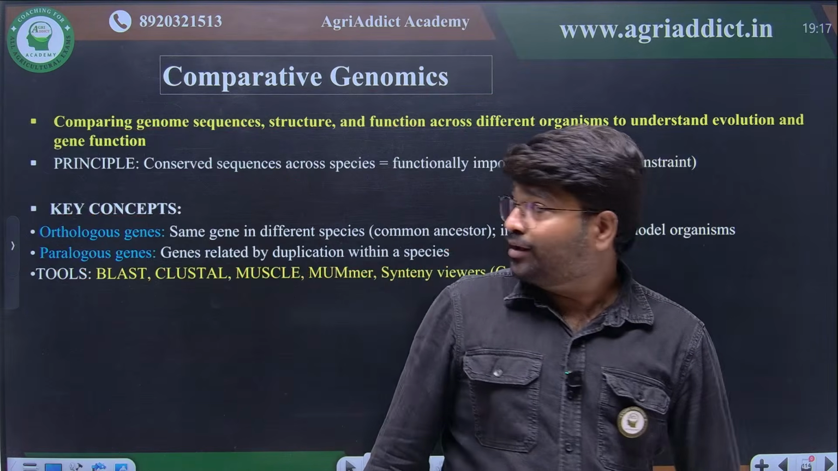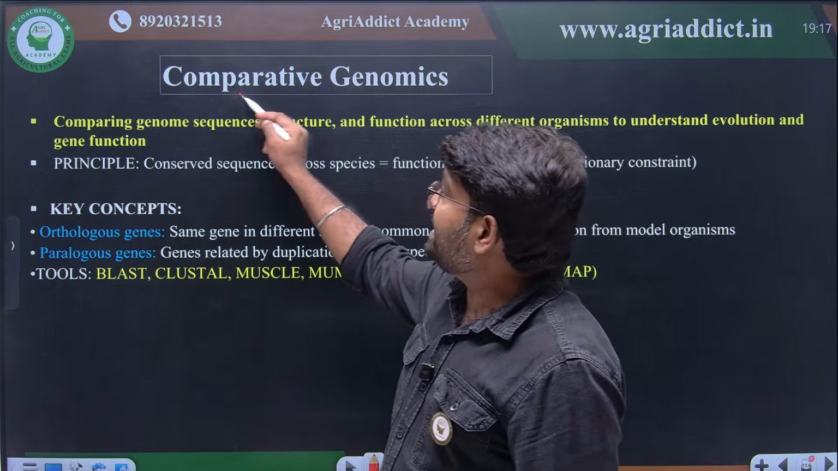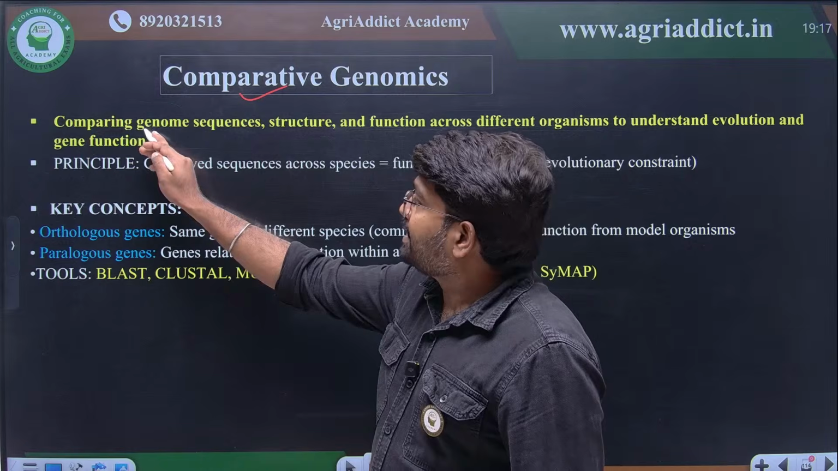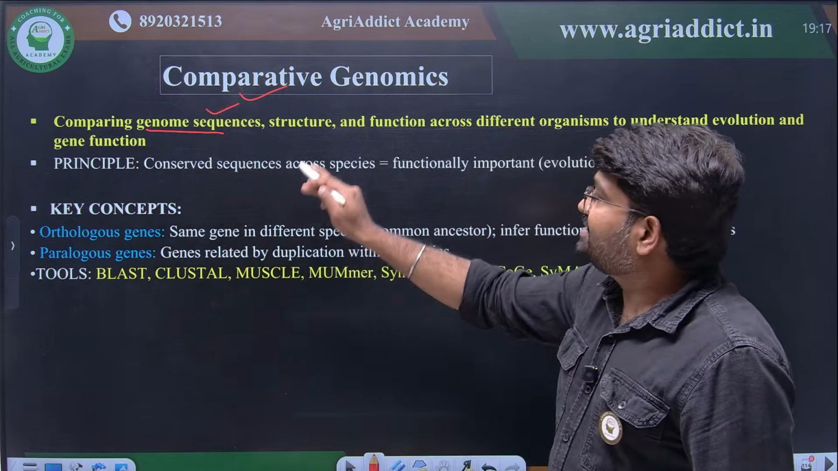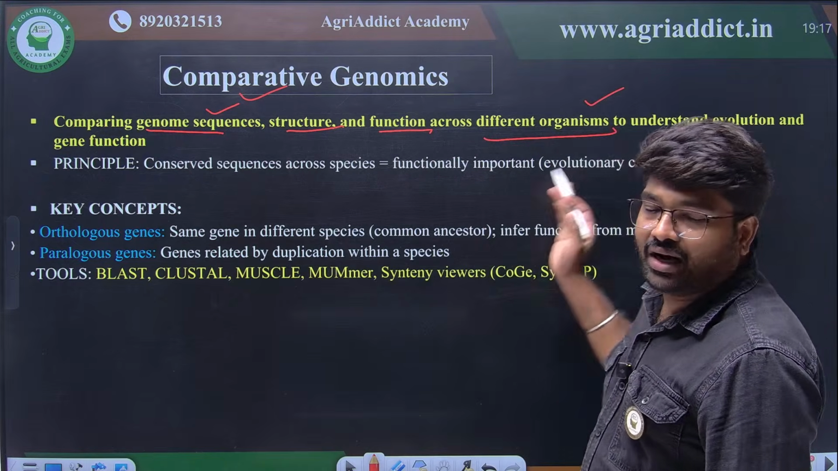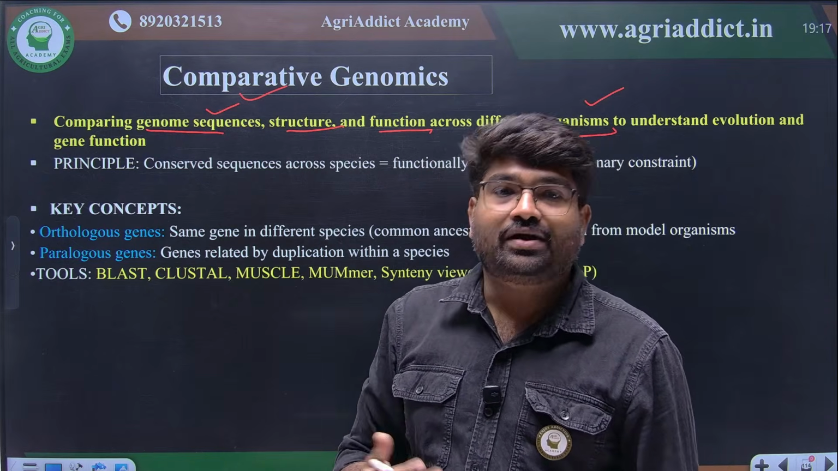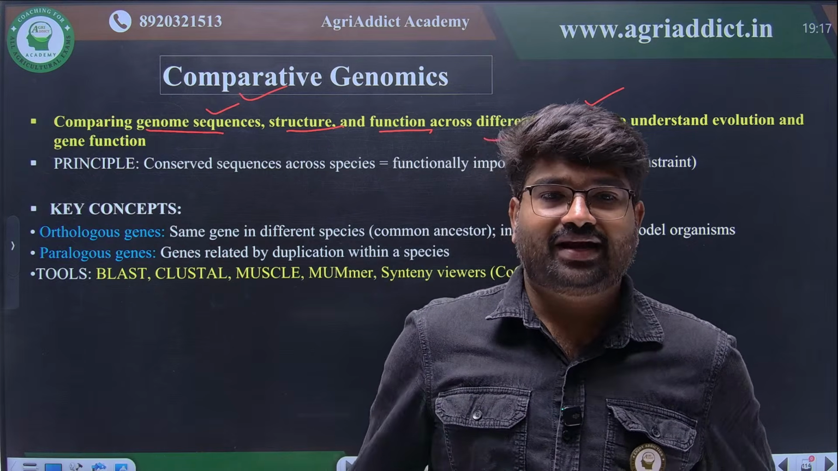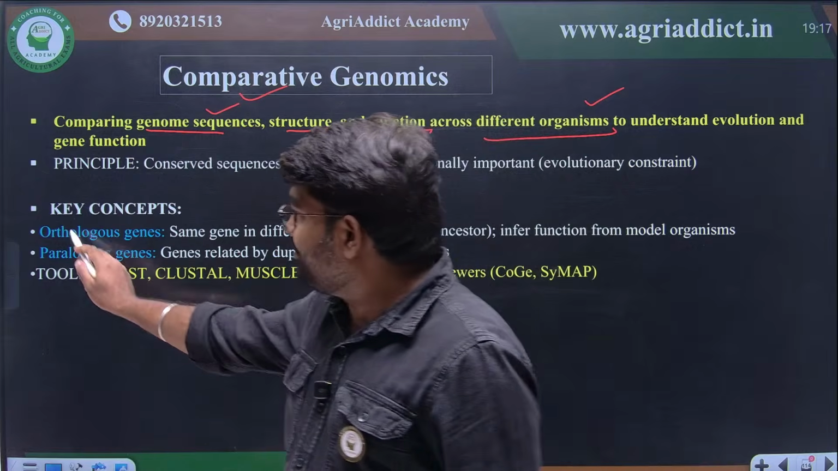Okay, another most important thing, comparative genomics means what? Comparative genomics means comparing the sequence, structure and function across different organisms to understand evolution and gene function. Okay, simple definition of comparative genomics. This is another important point.